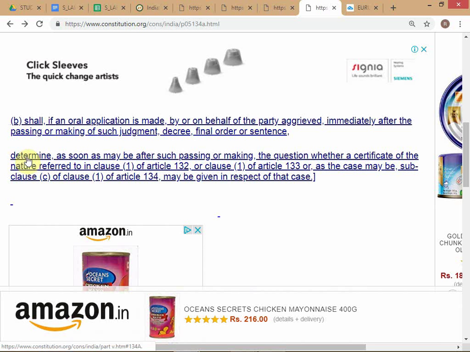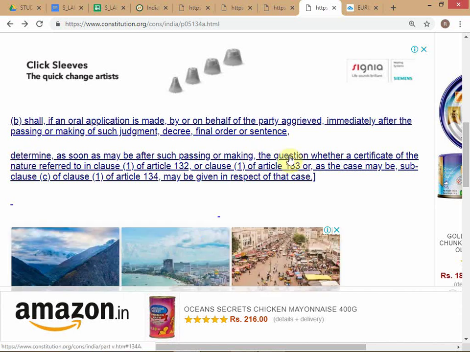Shall determine the question whether a certificate of the nature referred to in 132, 133, 134 may be given. So the High Court is not compelled to give the certificate. The High Court only is compelled if the advocate makes a request as soon as he loses the case. The High Court is only compelled to make a determination, that means to consider the question of whether this is fit for appeal to the Supreme Court. Are you following what the High Court is compelled to do?